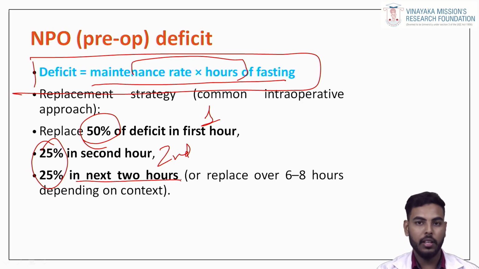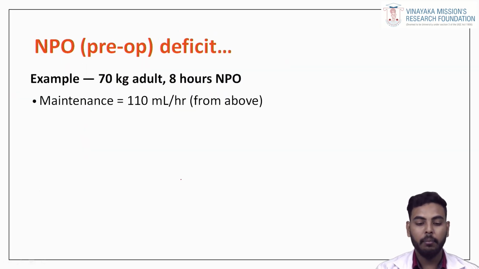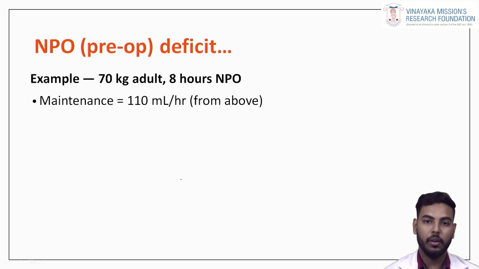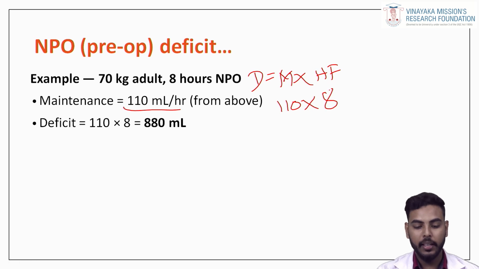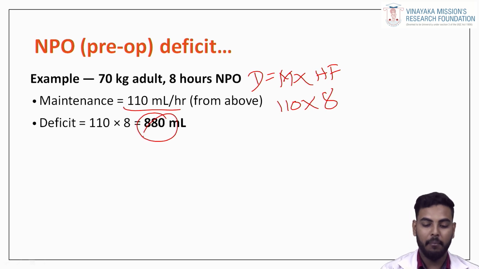Now based on this we will solve one problem. So example, a 70 kg patient with 8 hours of NPO. Maintenance we already know, we have calculated a maintenance rate, that is 110 ml per hour. So what is the deficit formula? We know deficit is equal to maintenance into hours of fasting. So we get 110 ml into 8, so what we will be getting is 880 ml.